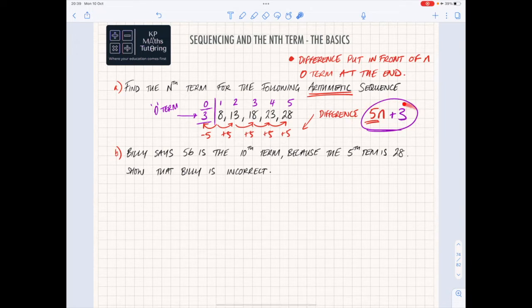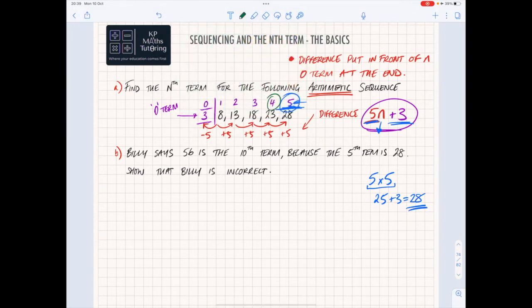Now, let's just double check that that actually works. So this is how you can always be confident that your answer is correct. Pick any one of these terms here. So let's just choose the fifth term. So I'm saying now n is 5, because n represents any number in the sequence. So I say 5n, which means 5 times 5, which gives me 25, and then I'm saying plus 3, which does give me 28. So that is correct.